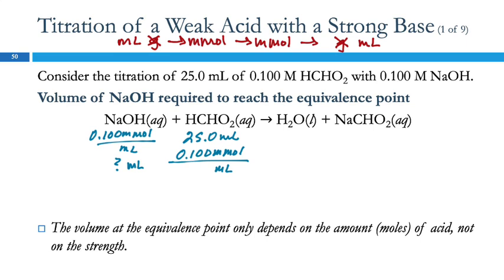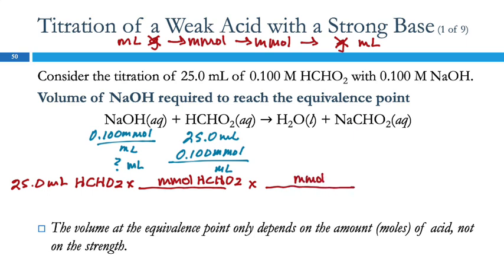So we take that, and we're starting with milliliters. Starting with milliliters of this guy, 25 milliliters of HCHO2, and then we're going to millimoles of HCHO2, and then we're going to a different millimoles of sodium hydroxide, and then milliliters of sodium hydroxide. So I took the path here and wrote it down. And I just added some identity here. Milliliters to millimoles to millimoles to milliliters.